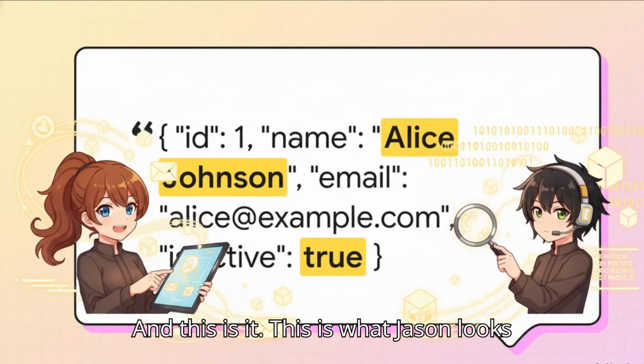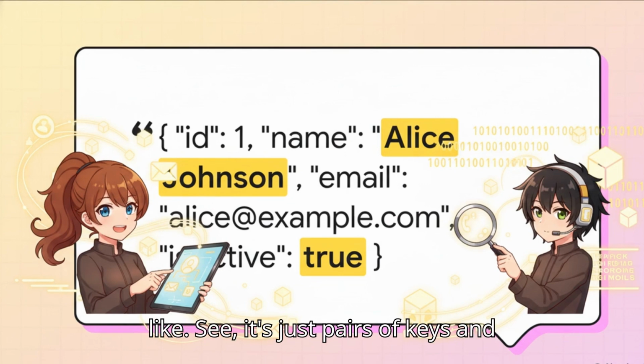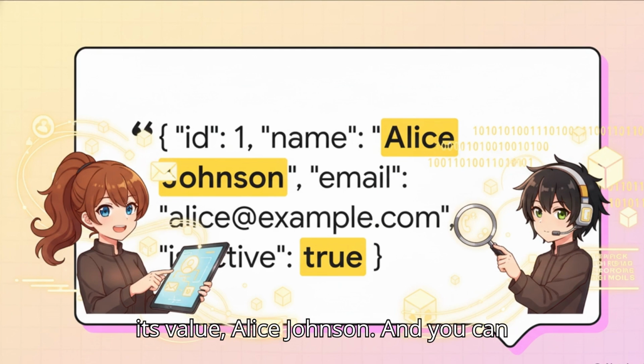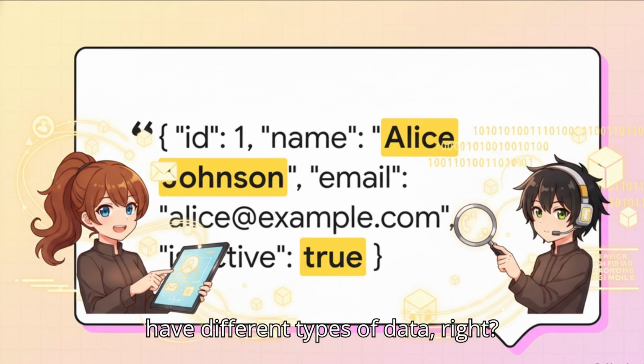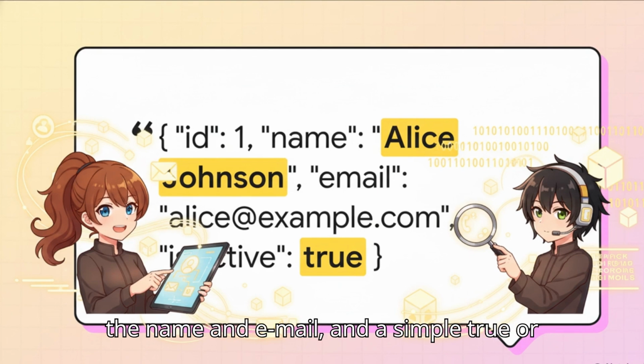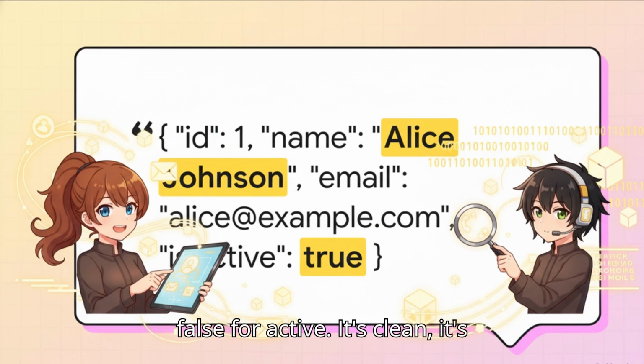And this is it. This is what JSON looks like. See? It's just pairs of keys and values. You've got a key, like name, and its value, Alice Johnson, and you can have different types of data, right? You've got a number for the ID, text for the name and email, and a simple true or false for active. It's clean, it's organized, and it's not scary at all.